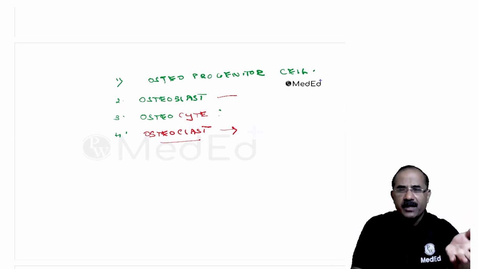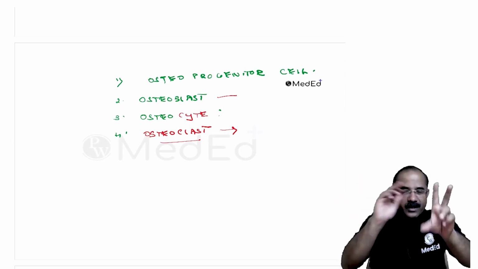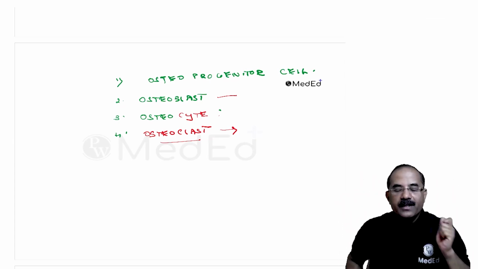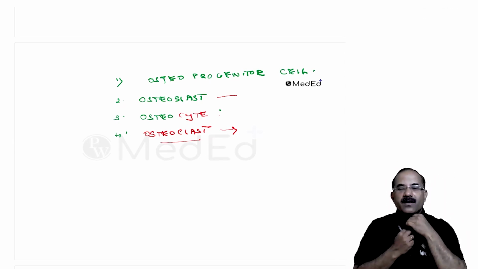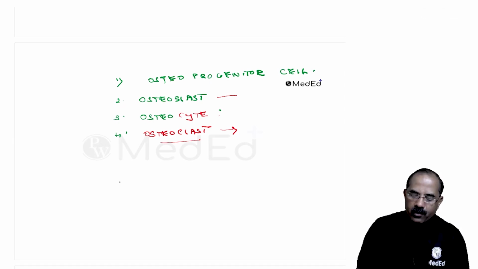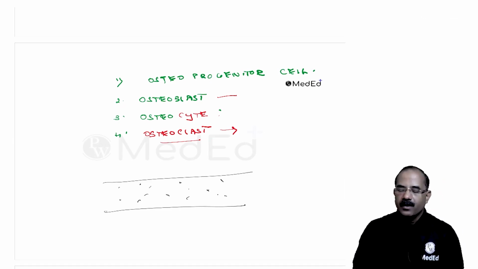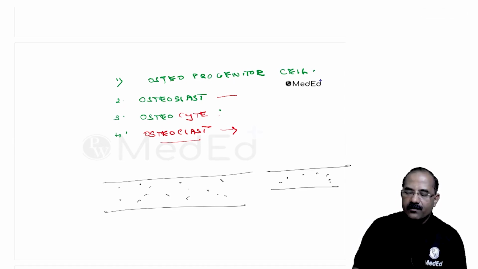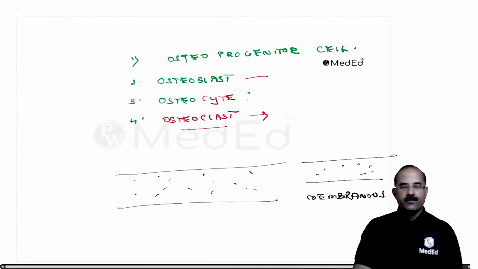Can anyone tell me what are the 2 types of ossification? How is the bone formed? There are 2 ways of bone formation. One is where there is a model of cartilage which is converted into a bone, and one is where a membrane is converted into a bone. So what is this ossification known as? Membranous. When a membrane is converted into a bone, that is known as membranous ossification.